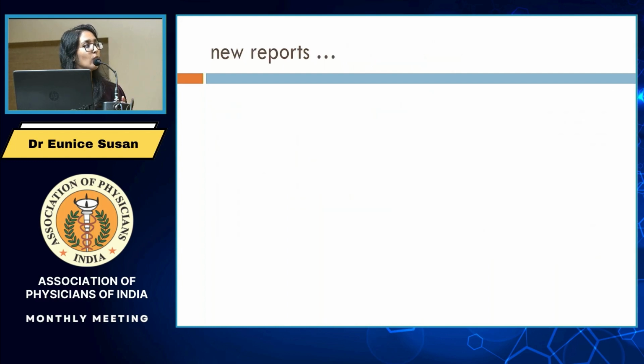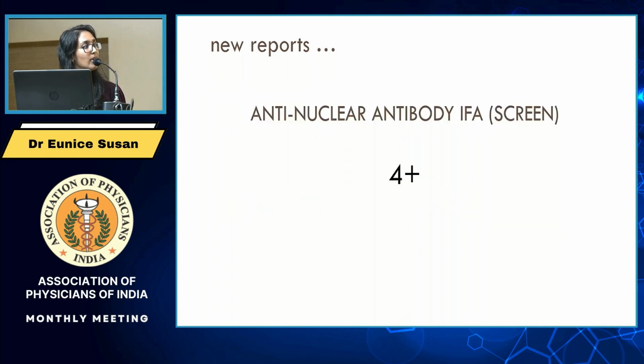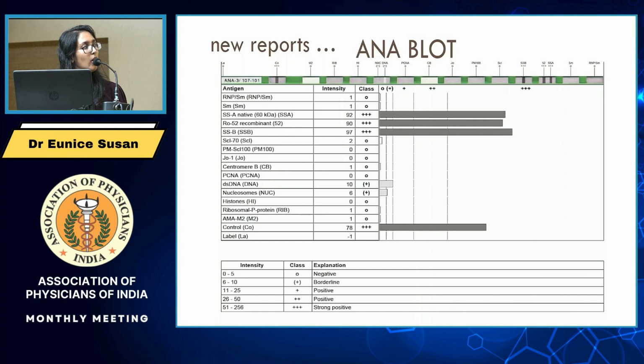So this time we had also got a few new reports from the patient. One was that the toxoplasma IgG and IgM were both strongly positive. Anti-nuclear antibody screen was 4+, which was again strongly positive. The ANA blot report had come, which showed positivity of SSA, SSB, and Ro52.